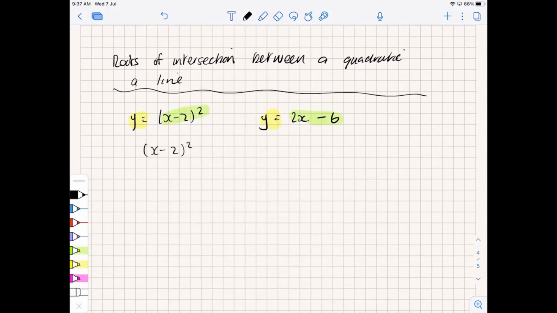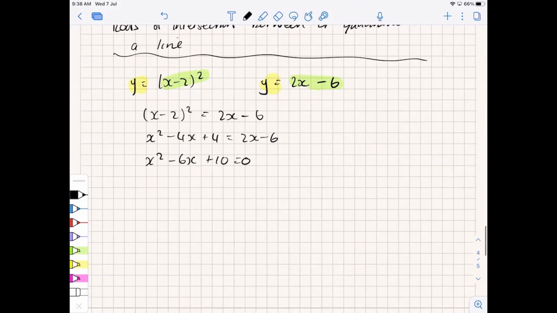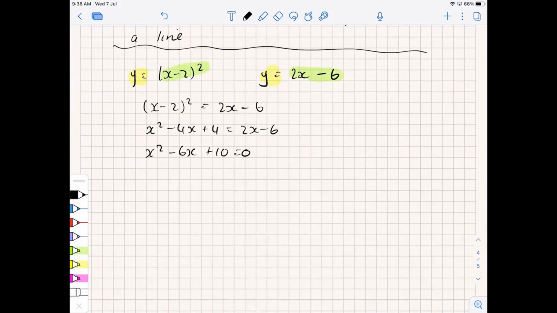So we make the two equations equal to each other, and we're going to just try to solve for x. We're trying to find the points of intersection. So usually we try to find the x coordinates first. We're going to get minus 6x. That's going to become plus 10 equal to 0. Okay. We try to factorize. We try to complete the square. It doesn't work. Let's use the quadratic formula and see why we are not getting any solutions.